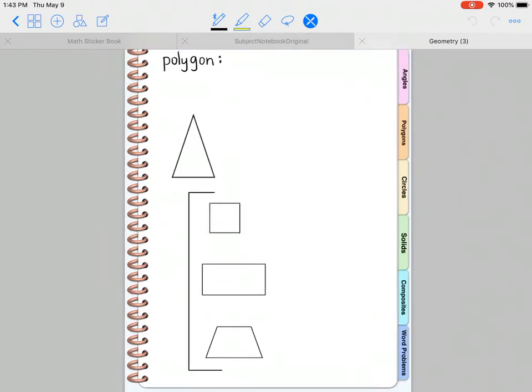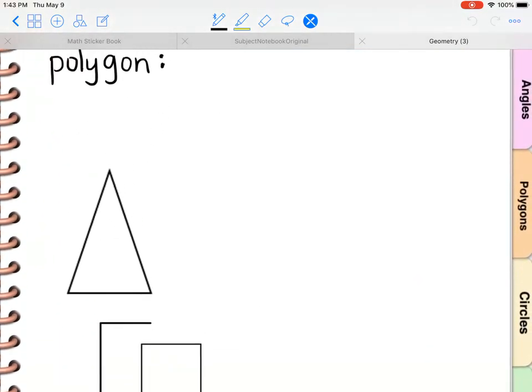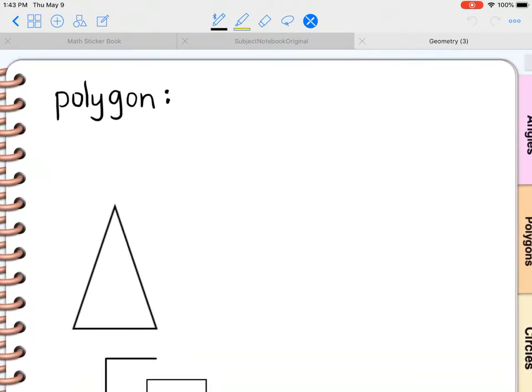The first thing that I want to do is give you the definition of a polygon. And even before I do that, I want to call your attention to this prefix, poly. This is not the name Poly. This is a prefix that means many. So anytime you see the prefix poly, you're talking about many of something.